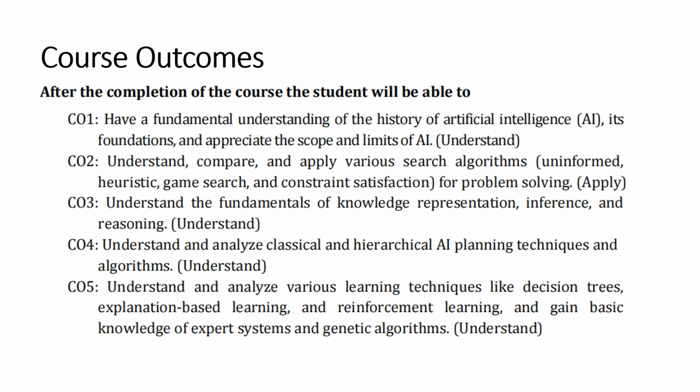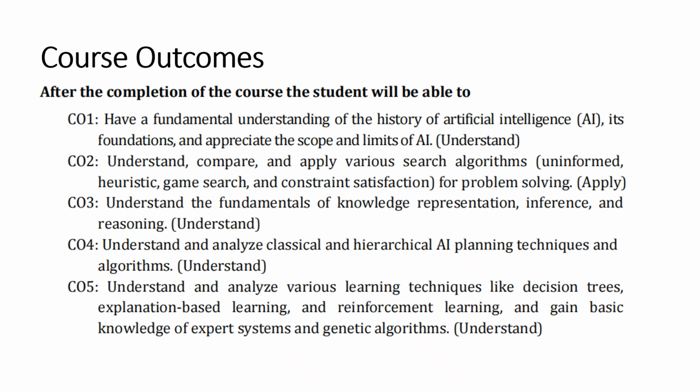And the fourth course outcome is AI planning techniques and algorithms. So students will be able to understand the concepts of planning in AI, analyze classical planning techniques, understand hierarchical planning approaches, and learn how AI system plan a sequence of actions to achieve the goal. So this outcome helps the students to understand decision making and goal oriented behavior in AI.